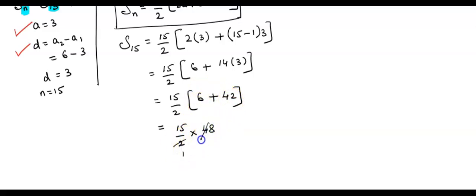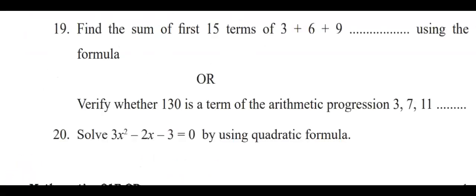Then 2 1s are, 2 2s are 4, 2 4s are 8. Now can you multiply 15 into 24? Very good. If you multiply, you get the answer 360. So we can say that the sum of 15 terms is 360. Any doubts? Good. As you can see here, there is a choice or.